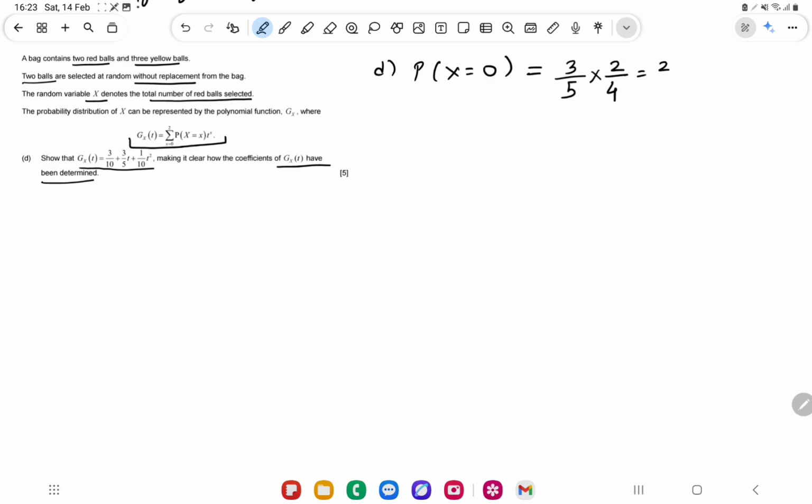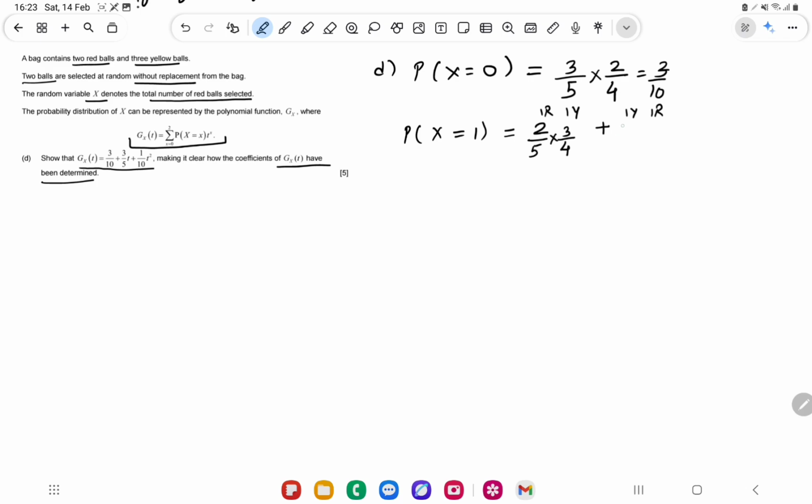So this will give you the answer as 3 by 10. Now what if in drawing 2 balls we have to find the probability of when there is 1 red ball. So since there are a total of 2 red balls, in the first one we can have 1 red and 1 yellow, or we can have 1 yellow and 1 red. So for 1 red the probability will be 2 by 5 multiplied by, for 1 yellow there are a total of 3 balls and 1 has already been taken out, so the total becomes 3 by 4.